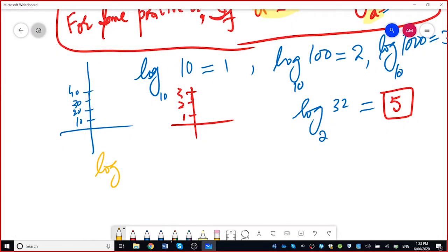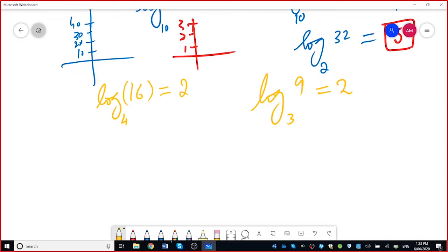Let's ask you another similar question. What is log of 16 to the base of 4? So it's 2, because 4 raised to the power 2 is 16. Or let me ask you log of 9 to the base 3. That would also be 2. Very nice. So we understand that, right? Yes. Okay.